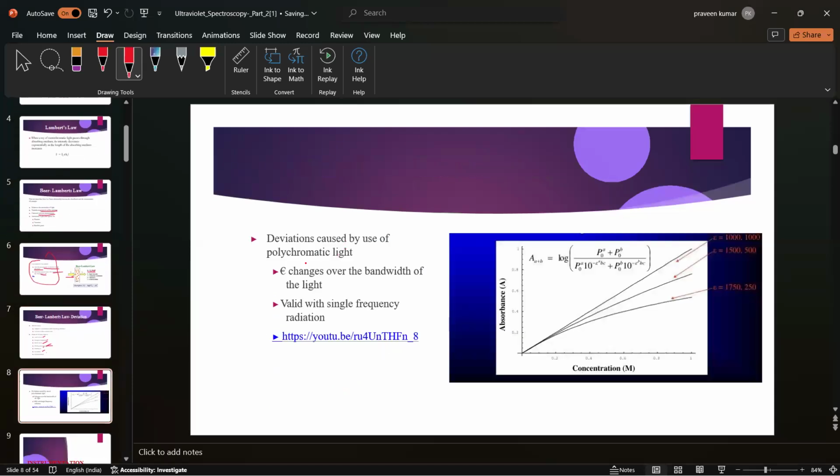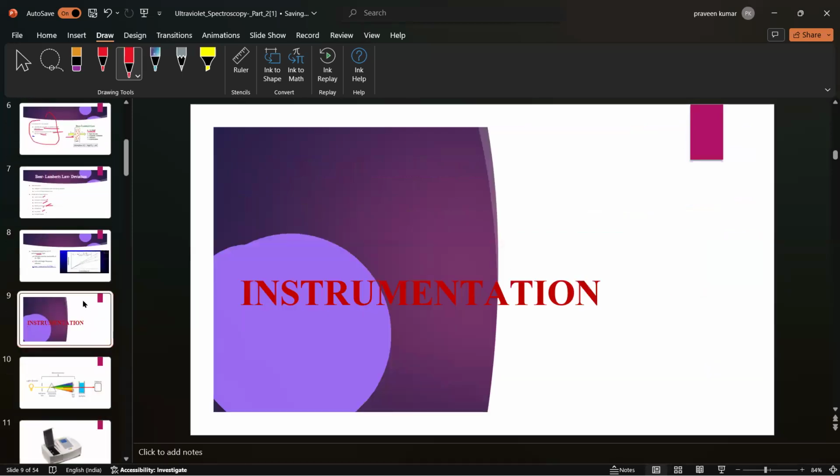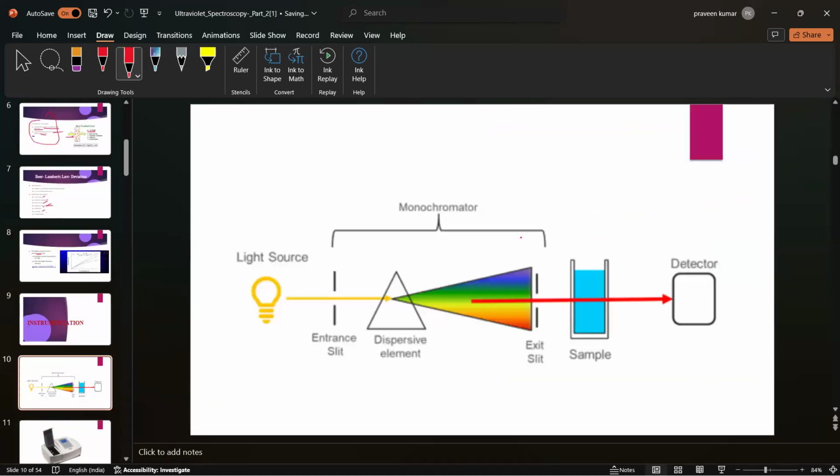So deviation caused by the polychromatic light. So we have to also use this monochromatic light. So basically, the overview of this is the basic instrumentation of the UV, where the different light sources are used. So what are the sources of the light used in the UV?